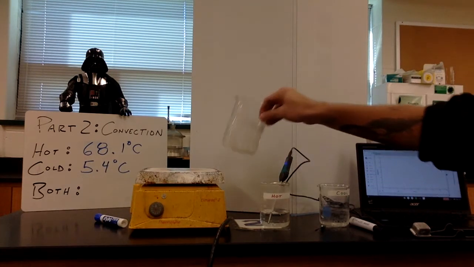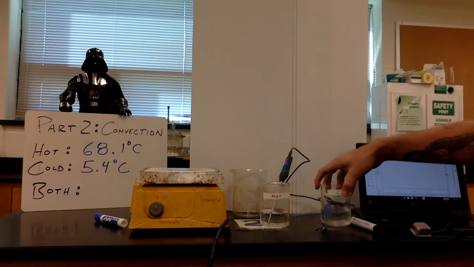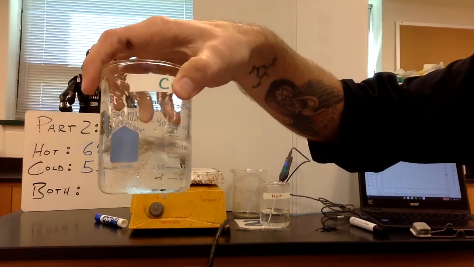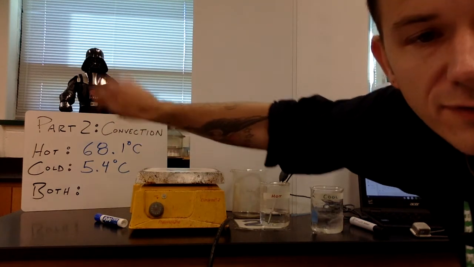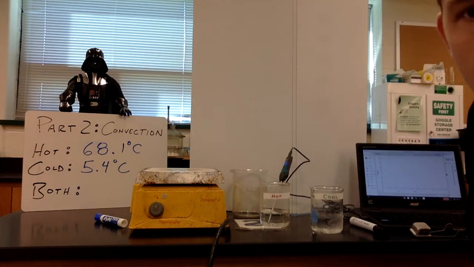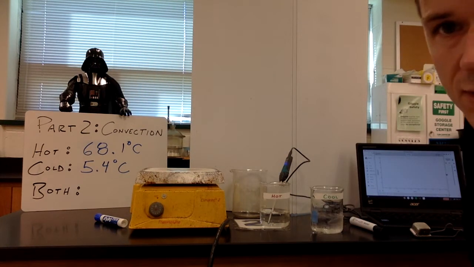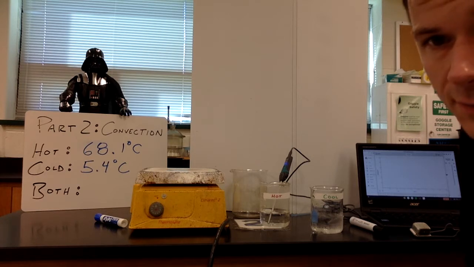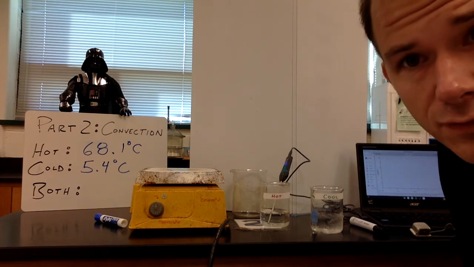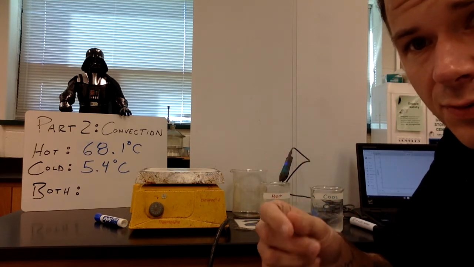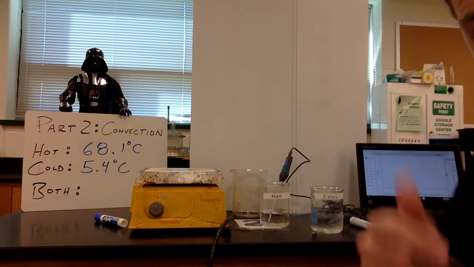Then my second beaker that I set up, nice refreshing cool ice water. I had it at 5.4 degrees Celsius. What I'm going to do for you is combine these two water samples, and we will see how the temperature changes when we combine the two of them as convection takes place and the hot mixes with the cold.